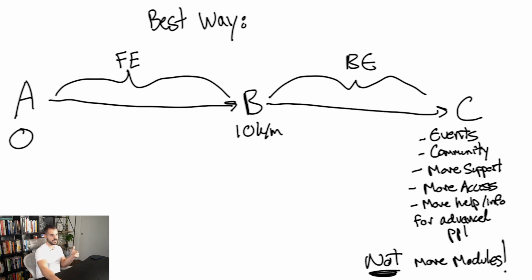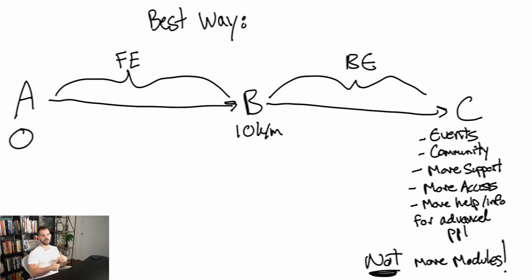So here's the best way to do it. Again, this is a front-end promise to go from 0 to 10K a month. So your front end, A to B, is still 0 to 10K a month. Now your back end, which is B to C, is not trying to help them go from 10 to 50. It's all about continuing to work together on the original front-end promise, and for the few people who already achieved that promise, just expanding their vision.